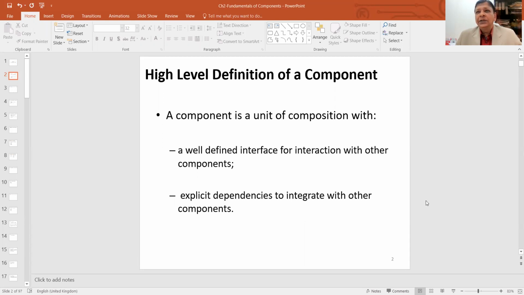We also call them constraints, and we have integration constraints when we want to integrate one component with another component. So whenever we want to use a component, we have to ensure that there is an interface and there are dependencies, and we have to cope with these dependencies, these constraints, to integrate one component with other components so that they can intercommunicate with each other.